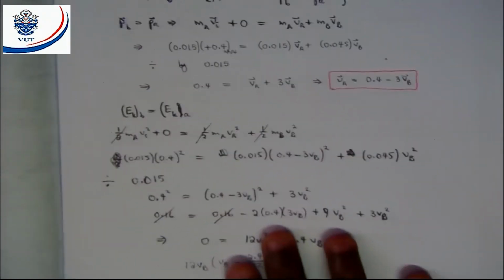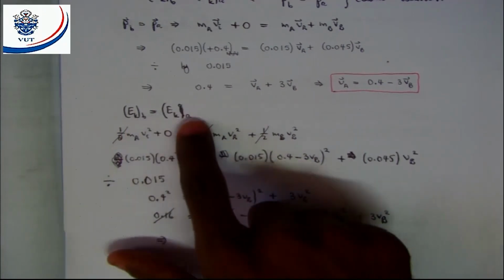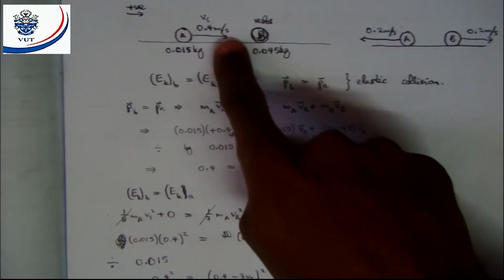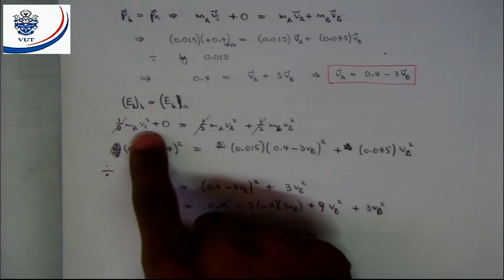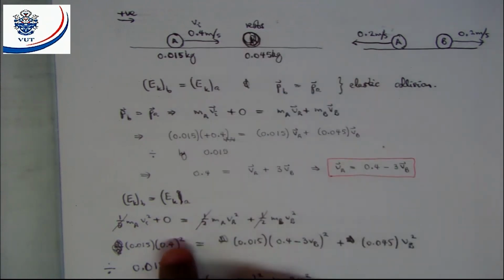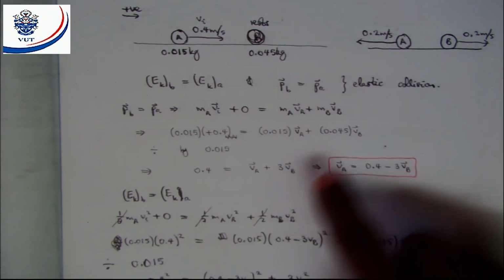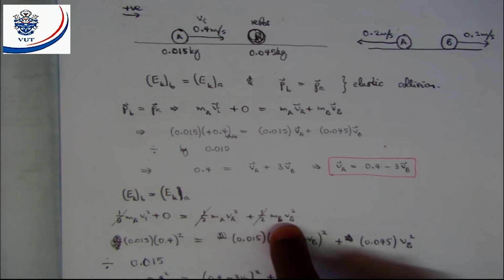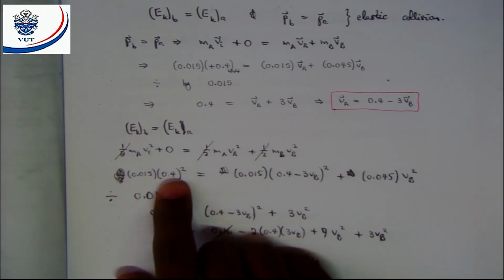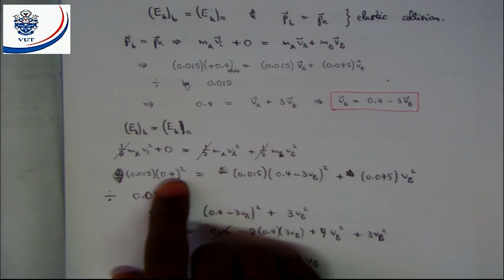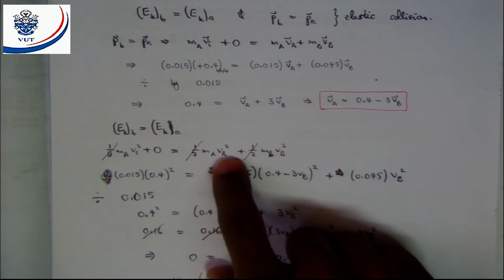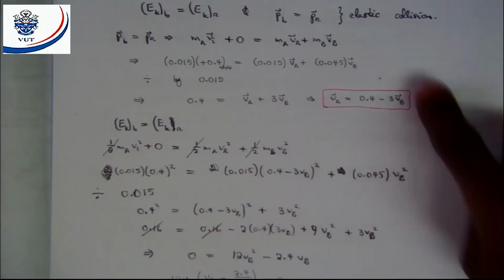Now we use conservation of kinetic energy. Kinetic energy before is kinetic energy after. Before, just A is moving with a speed of 0.4, so it's 1/2 mA v squared, and B is stationary, so plus 0. Afterwards it's the kinetic energy of A and the kinetic energy of B. The halves cancel, and for A I've got the mass 0.015 and the initial speed, don't forget to square. For A after, I've got the mass, and then remember VA we've just found from conservation of momentum in terms of VB.